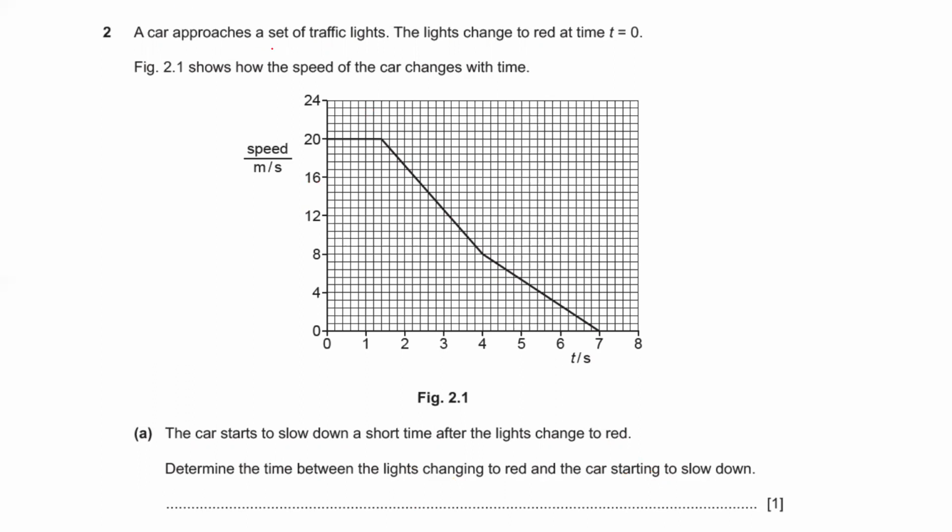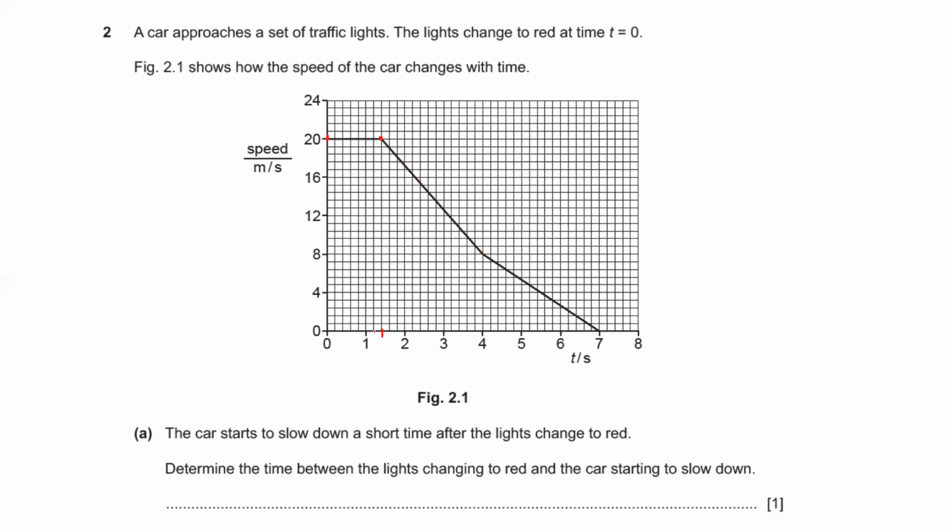So again, remember the car approaches the traffic lights, the lights change to red at time t equals 0. So it says that the car slows down a short time after the lights change to red. So it slows down for a short time, till this point, and after that it decelerates. So it's a speed-time graph, so we can measure the rate of change of speed. So till this point, we have to measure the time. So this is 1.1.